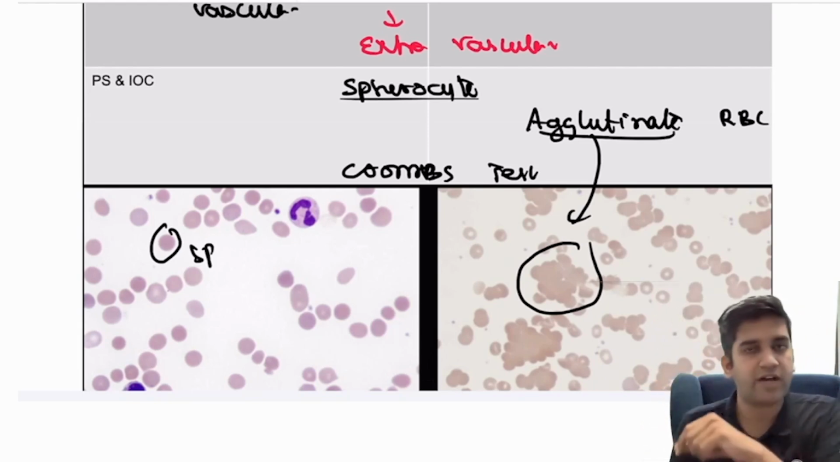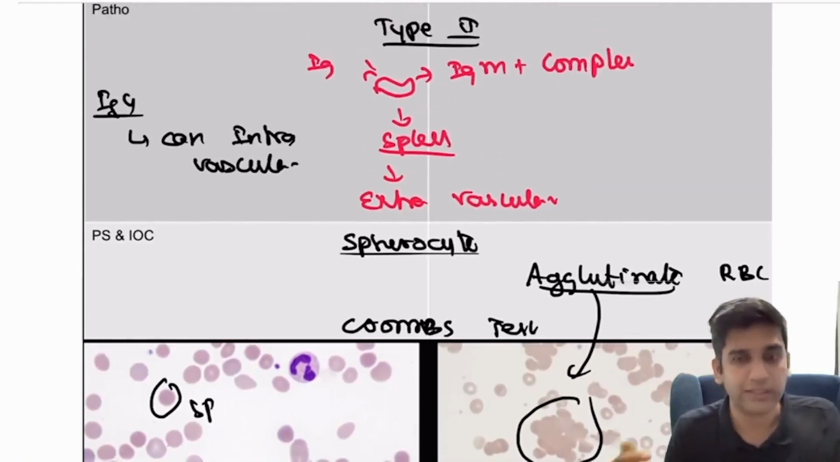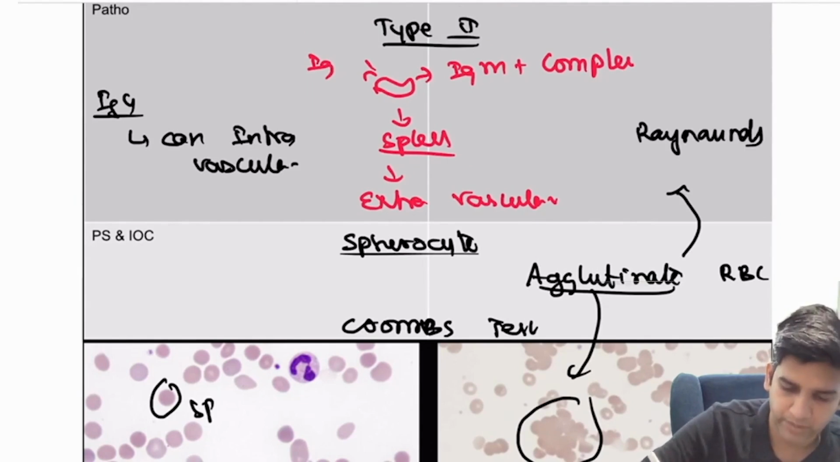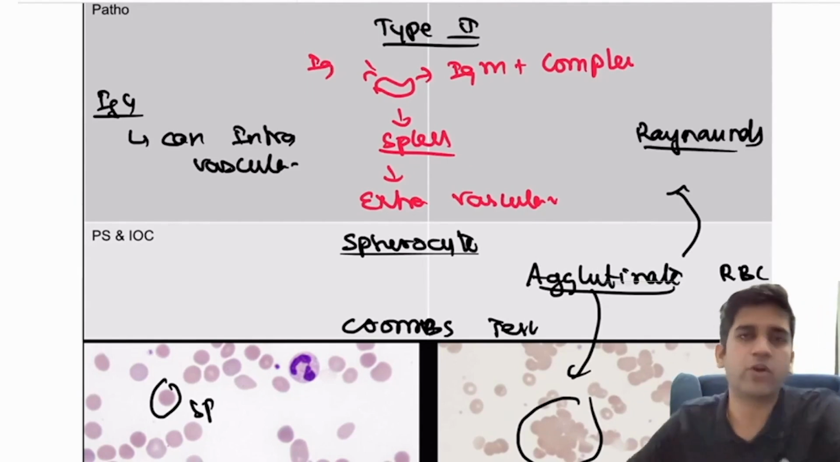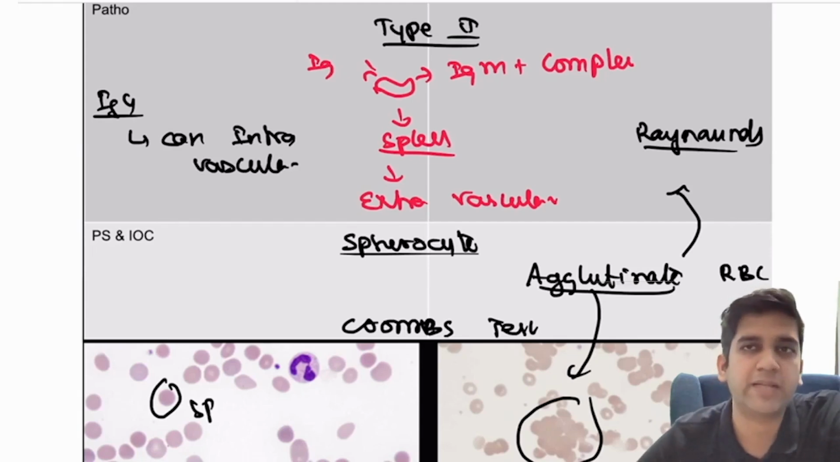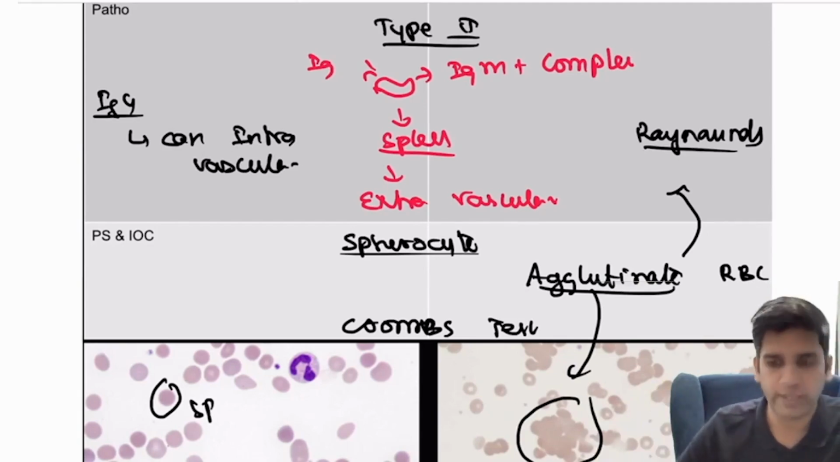Imagine this clump of RBCs going through a capillary or an arteriole. Can they block? Yes, they can. So this can cause the classical feature of Raynaud's phenomenon, especially in the colder parts of the body where complement activation becomes a little bit more. Patients can end up having Raynaud's phenomenon. That's classical for cold autoimmune hemolytic anemia.